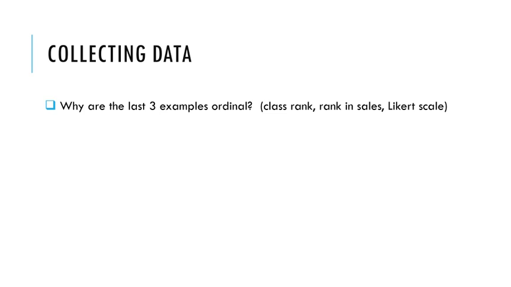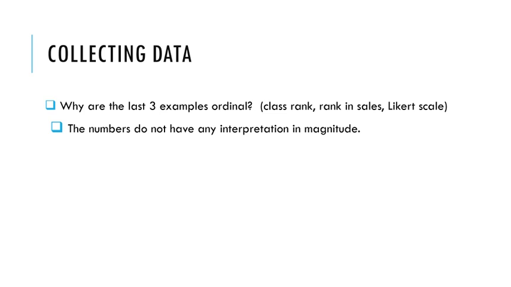Because they were numerical as well, right? We had class rank 1, 2, 3. We had rank in sales competition 1, 2, 3. We had Likert scales where you had to rate on a scale of 1, 2, 3, 4, 5. So what makes these ordinal? Because they are quantified, right? They're numerical. So why are they not in the other category? Why are they ordinal? Well, the reason is that these numbers themselves don't have any interpretation in magnitude, right?